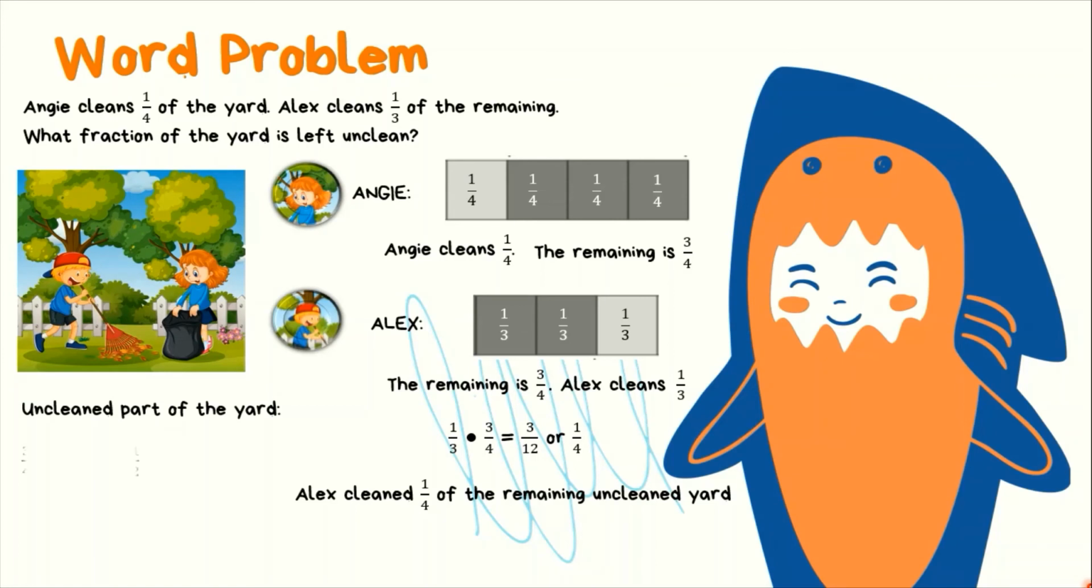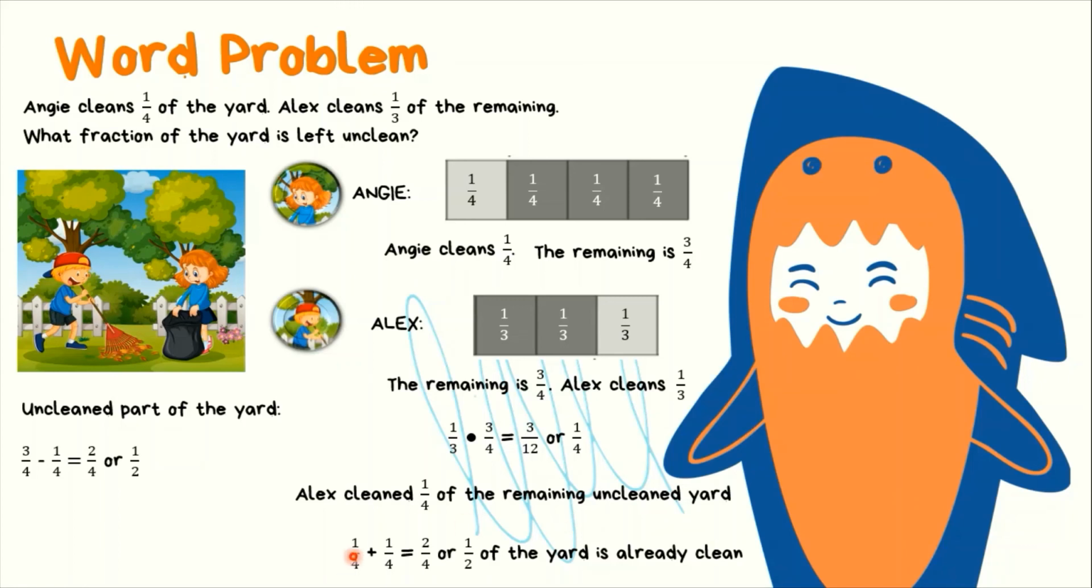Kaya yung unclean part of the yard ay 3/4 minus 1/4. 3/4, ito yung naiwan pa na hindi nalilinis ni Angie. 1/4, kaya tayo nag-subtract kasi yung 1/4 ay nilinis na ni Alex. Therefore, may natitira pang 2/4. Or, reduced to its simplest form, ang 2/4 ay magiging 1/2.